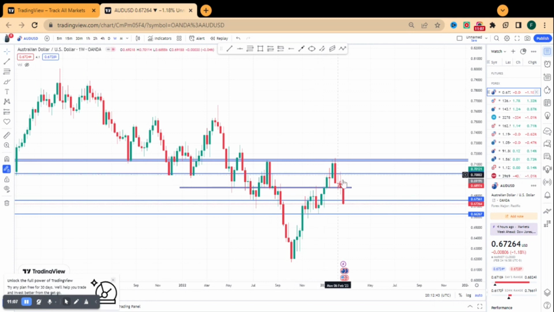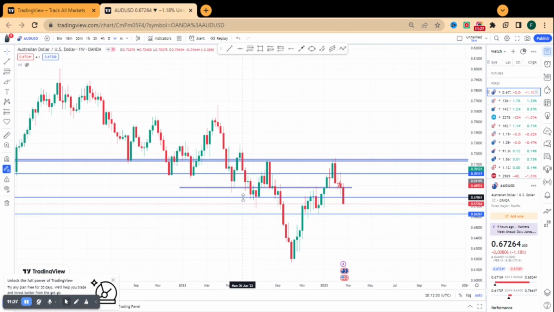Now the next thing you need to look at on the weekly time frame, after you plot all your key levels. So my first key level here is this double top. I've marked the key levels. Now these are other key levels. Let me just move this up here. So there's another key level.